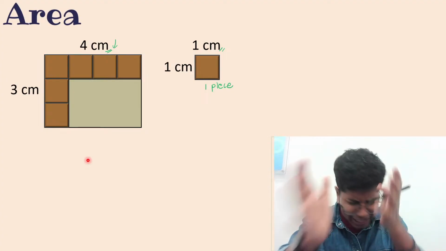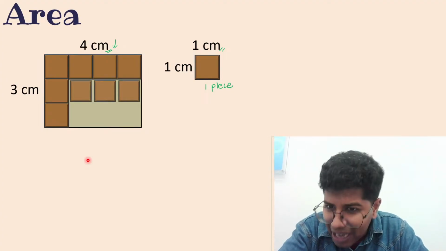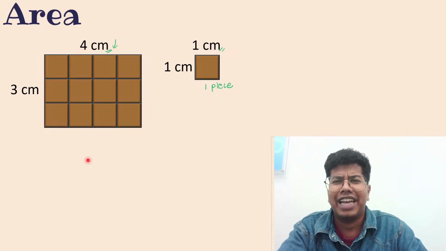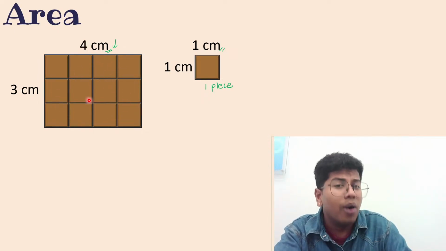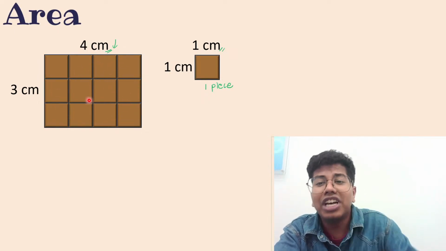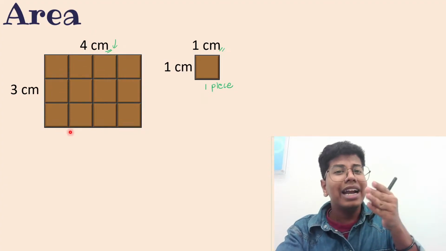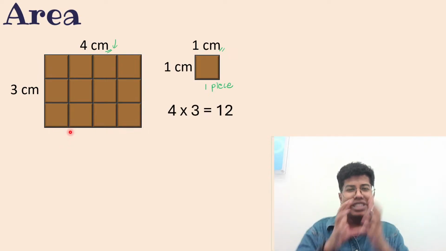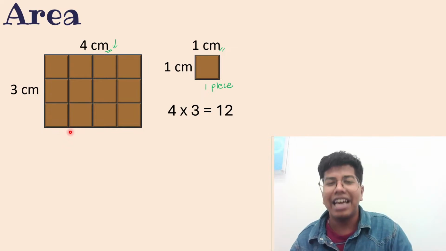Perfect. Some students say it's 4 times 3. But we can also cross check it by putting in the pieces, and here we can get that the total number of pieces, if you count, will be 4 in this way, and there are 3 layers, so it's 4 times 3, which is nothing but 12. So this is the number of chocolate pieces that we can fit inside the wrapper.